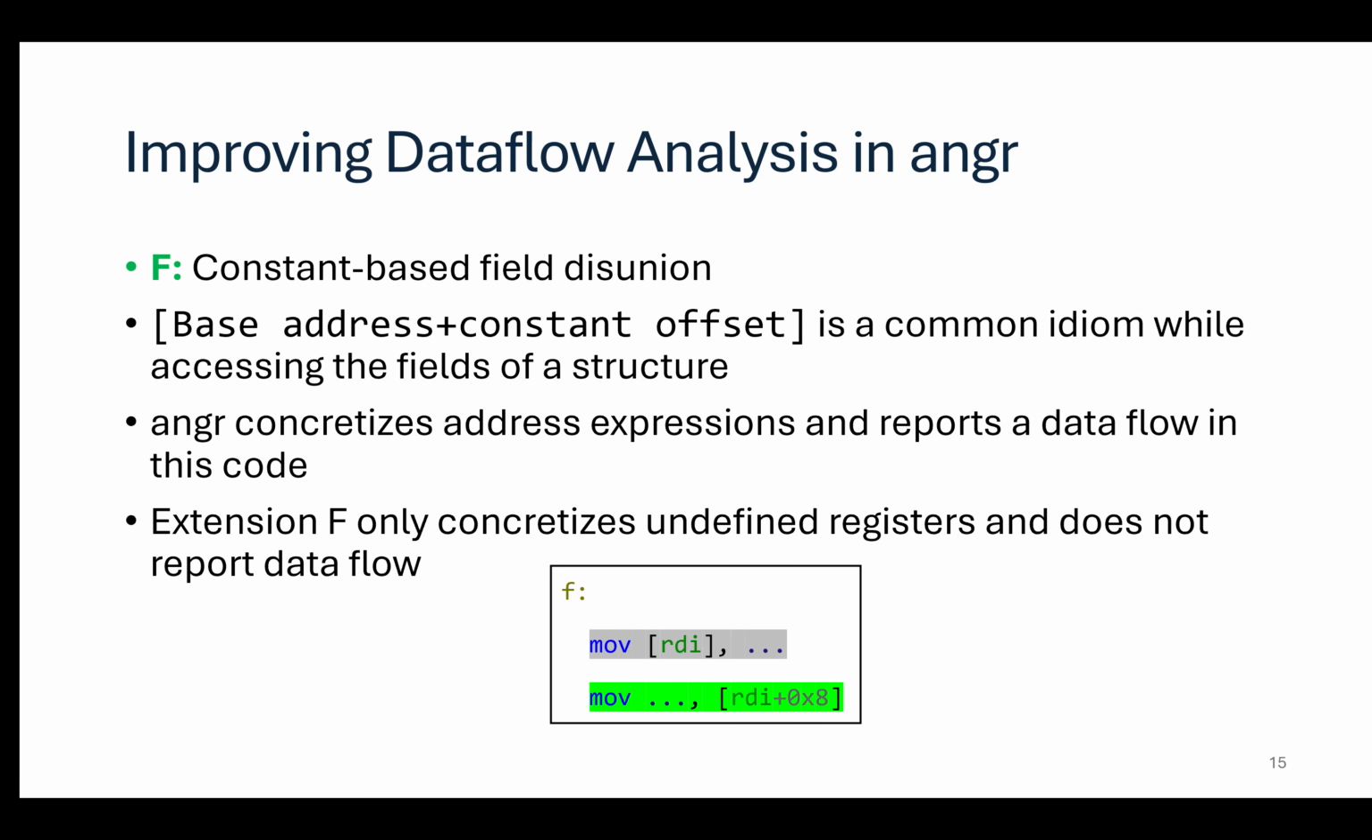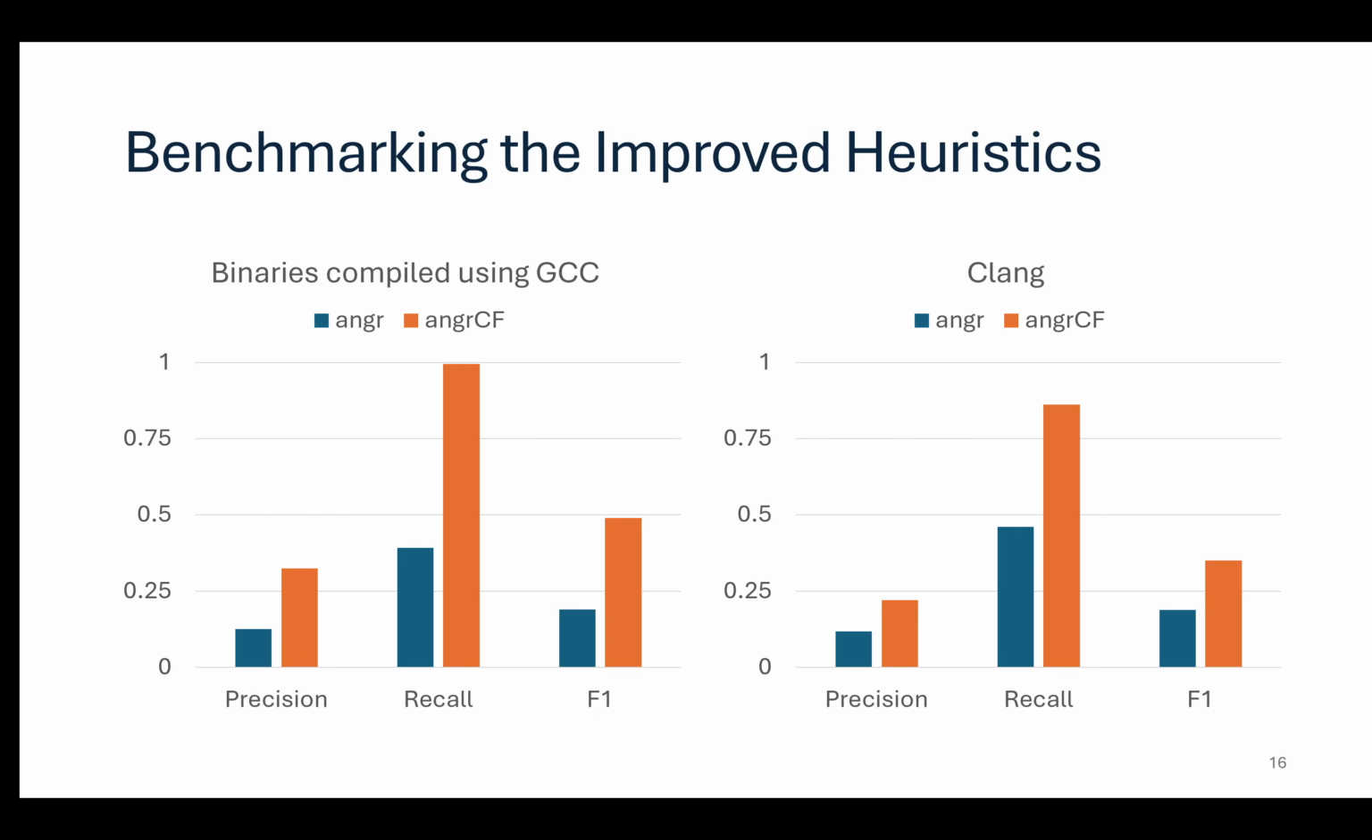But in our extension, with respect to constant offset, we believe that RDI and RDI plus 8 are not equal, and there is no data flow between the gray and green line, and in this case we can improve the data flow performance.